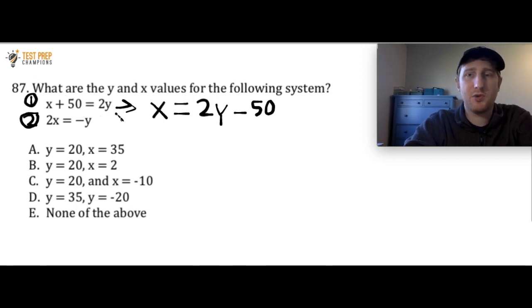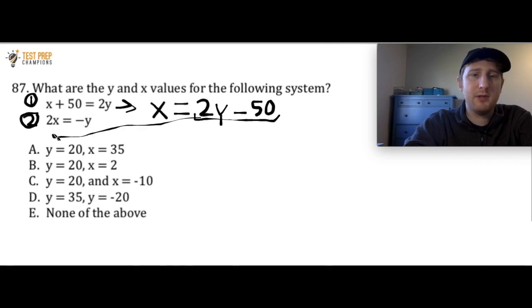Just to make sure we're all on the same page here, I have x equals 2y minus 50. So I'm going to come down here to my second equation, and I'm going to take all of this, this 2y minus 50, and I'm going to substitute it into the equation in place of the x here.